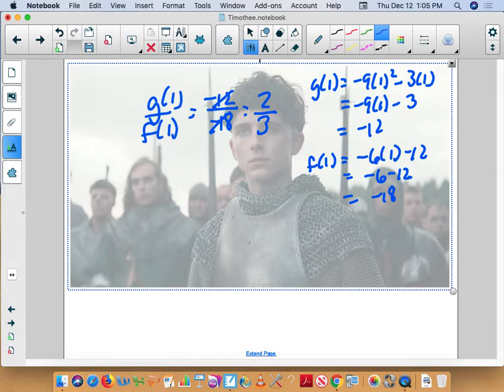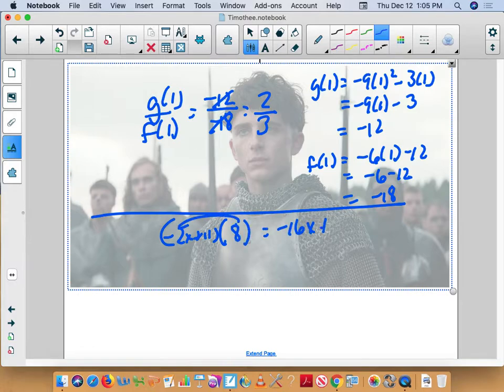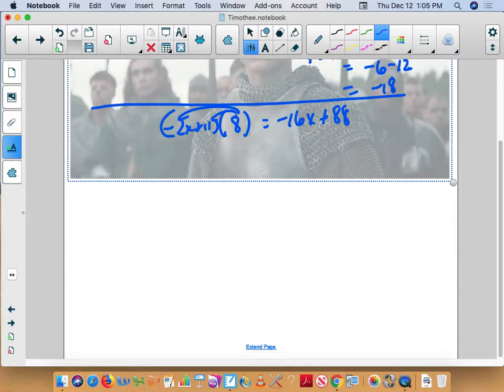The next one is f or e. You have f of x times g of x. G of x was just 8. So that gives you negative 16x plus 88. That one should have been pretty easy for you. And then the last one was not much fun.